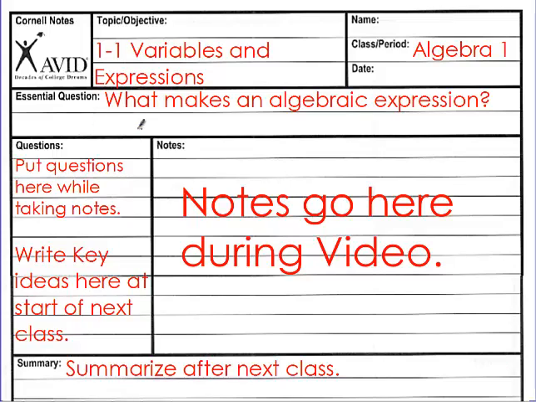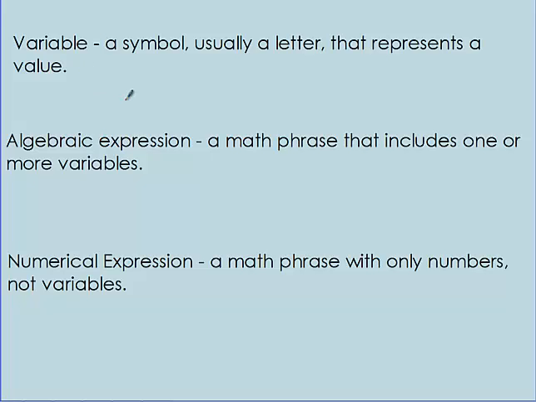Alright, this is section 1-1, variables and expressions for Algebra 1. The essential question is, what makes an algebraic expression? And we begin. So we're going to talk about a bunch of vocabulary first.